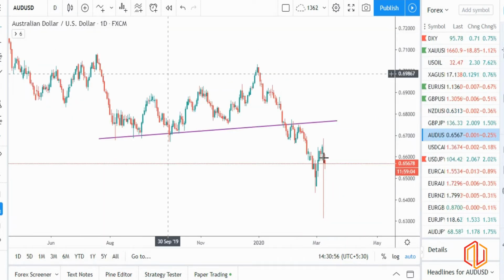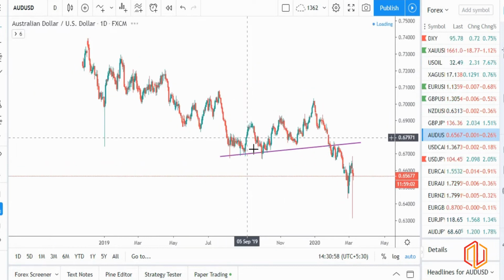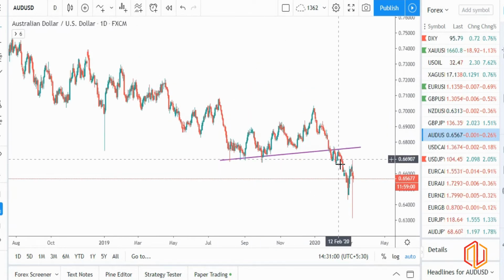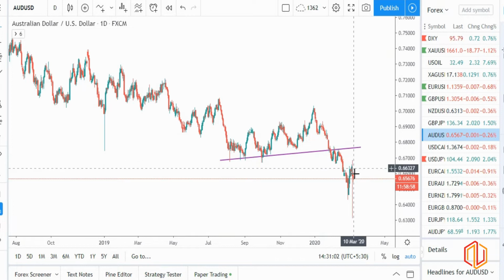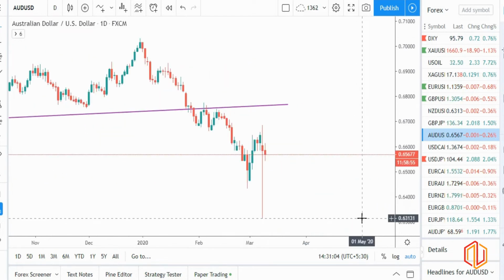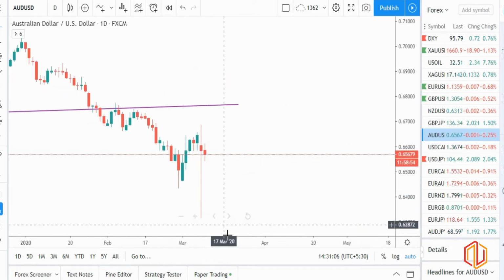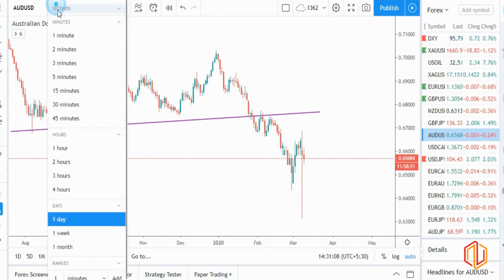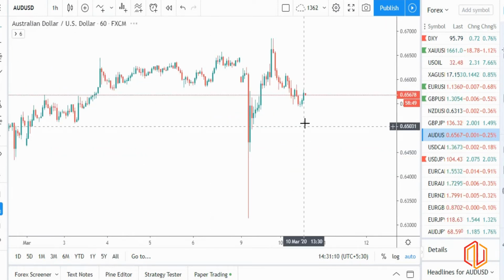Now we have AUD USD, which had broken out of this consolidation some time back. It fell, did a pullback, and did a power spike. So direction still is bearish, but we will have to find the right entry.